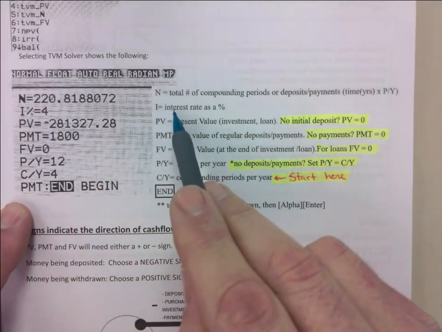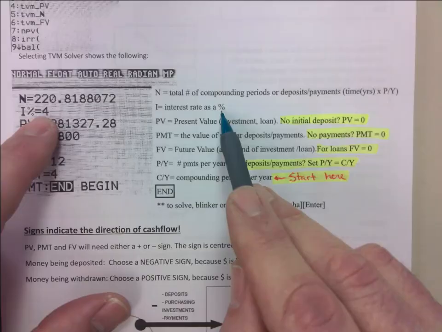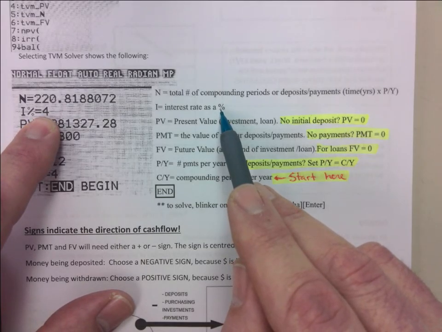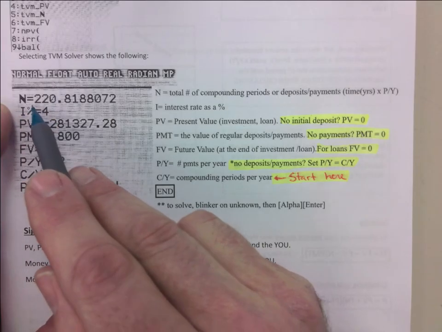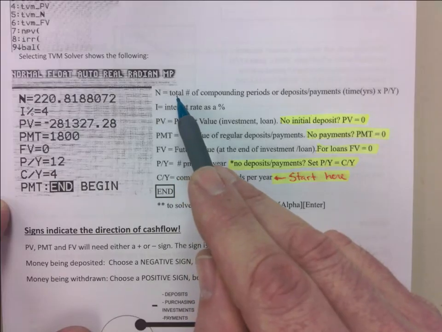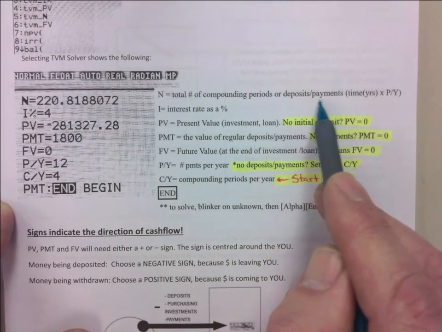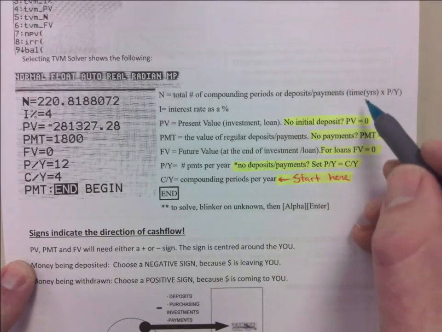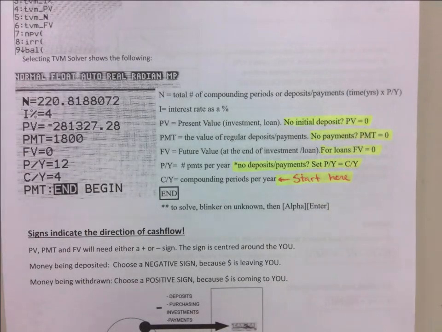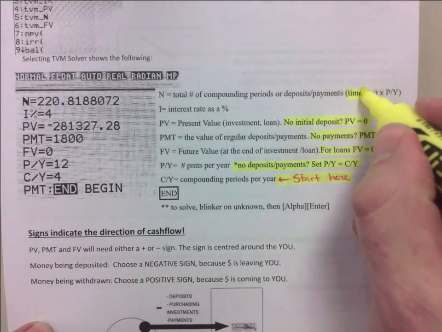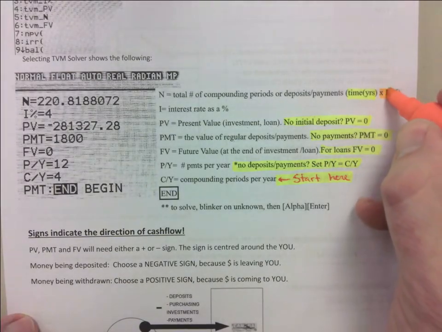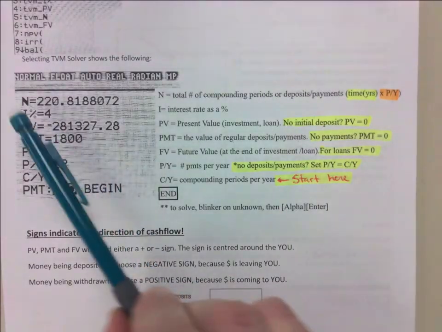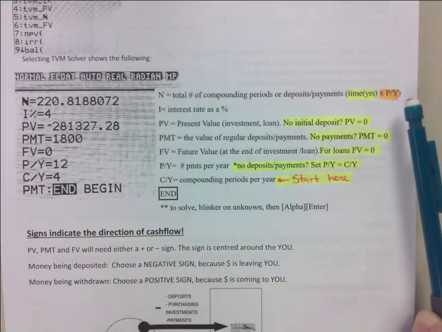I stands for interest rate as a percent. Do not divide your interest rate by 100. The calculator does that for you. Just enter it exactly the way the question is presenting it to you. Which leads me to the last one, N: the total number of compounding periods or deposits/payments, okay? To get this one right, you always take the time in years and multiply it by PY. To fill this in, you go time in years times PY.